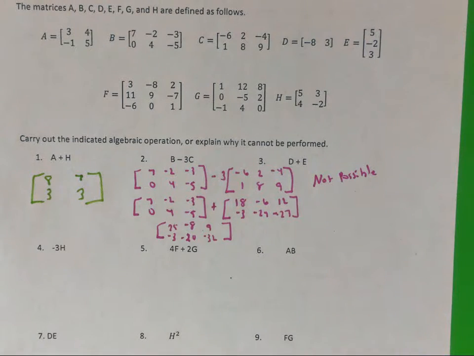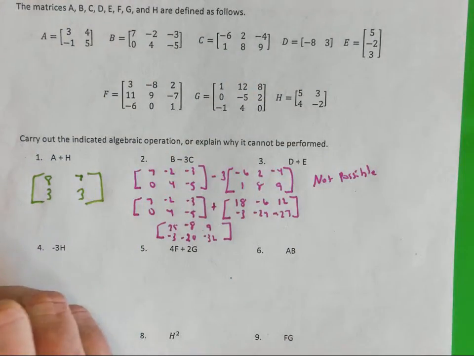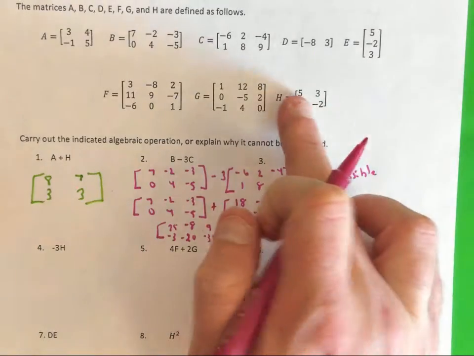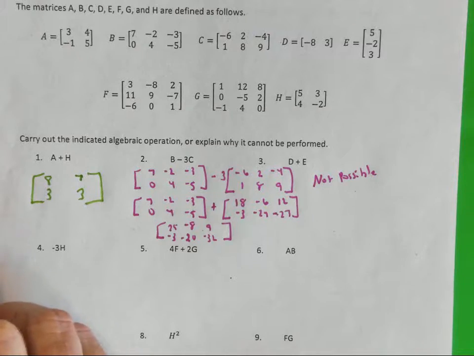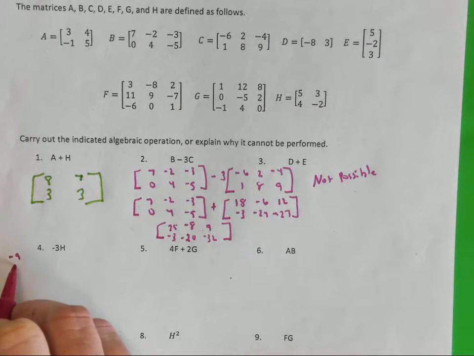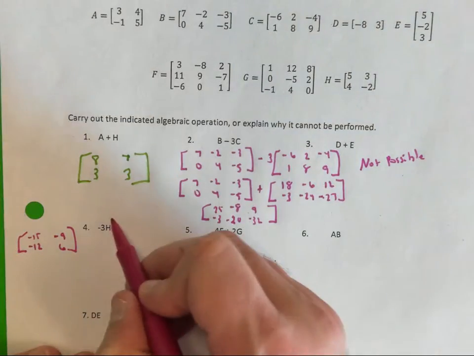Number 4 is kind of an easy one. It's just negative 3 times H. So you can just come over here. You're going to say negative 3 times everything in that matrix. So I'm just going to say negative 3 times 5 is negative 15. Negative 3 times 4 is negative 12. Negative 9 and positive 6 is my answer. Oh, right there. There's my answer.